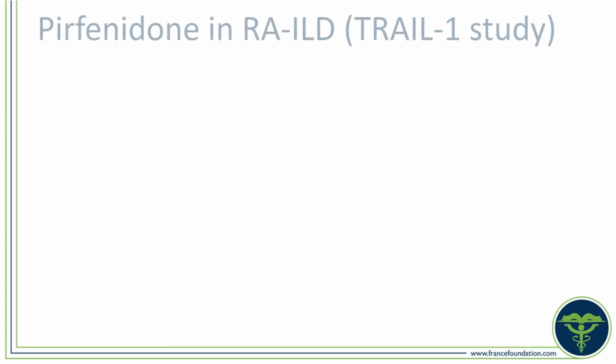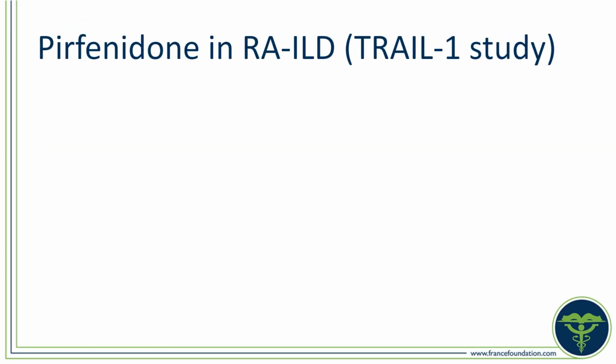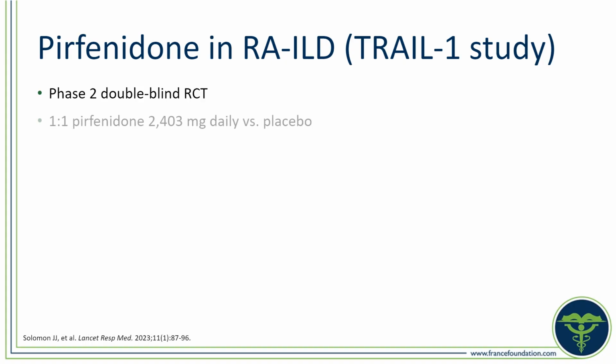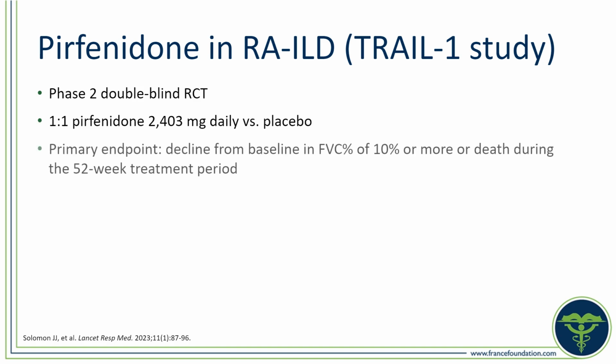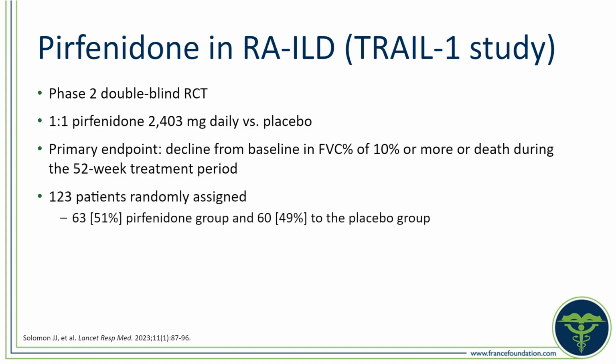The TRAIL-1 study looked at pirfenidone in RA-ILD. So this was a phase 2 double-blind randomized controlled trial that compared pirfenidone daily to placebo. The primary endpoint here was a decline from baseline in FVC percent predicted of 10% or more, or death during the 52-week treatment period. 123 patients were randomly assigned, 63 to the pirfenidone group and 60 to the placebo group.